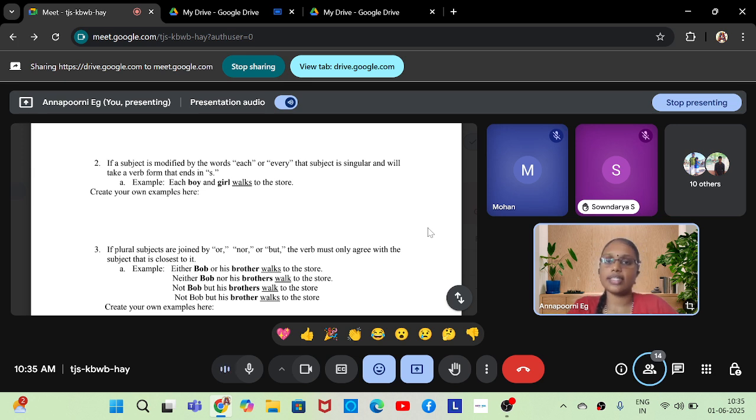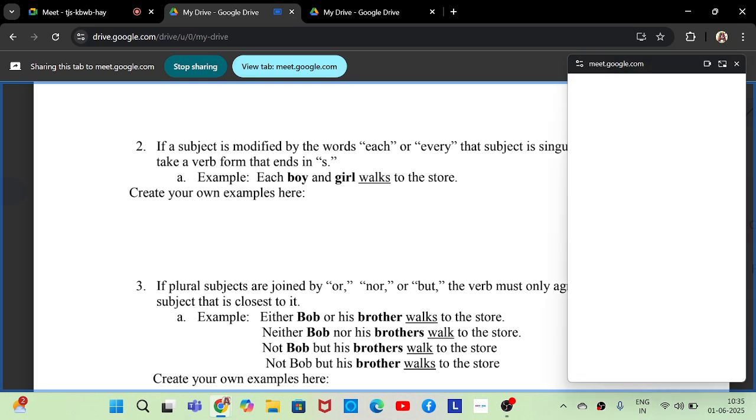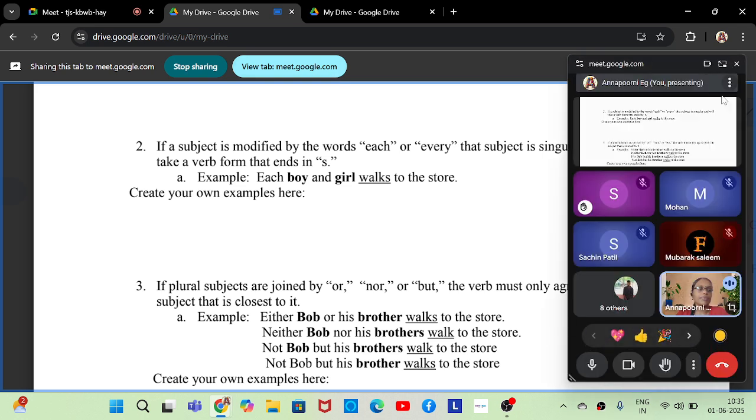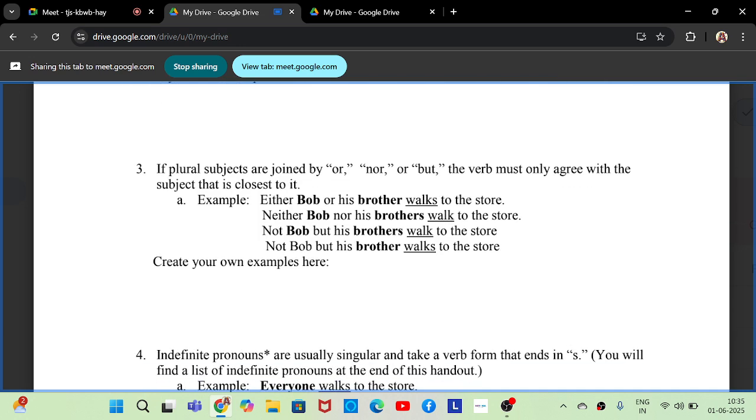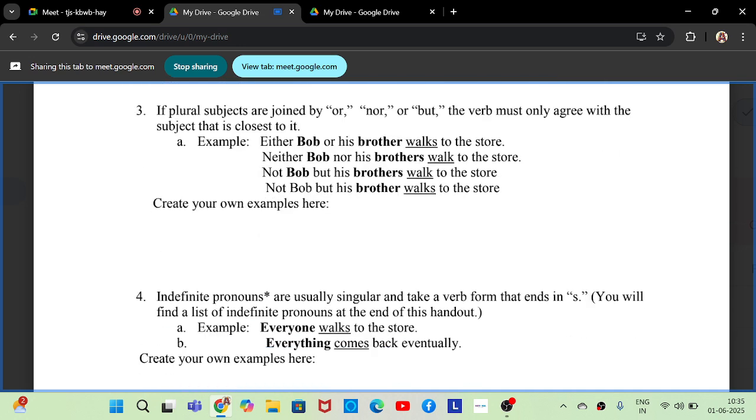Alright. So this is about the second rule. Whenever you are using the words each or every before a subject, you have to use the singular word. Now coming to the third rule. If plural subjects are joined by or, nor, or but, then the verb must only agree with the subject that is closest to it.